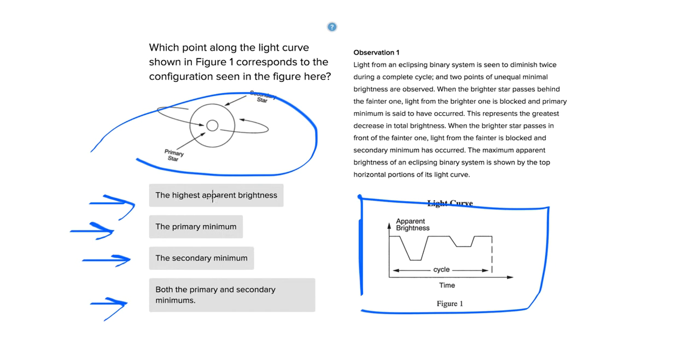We know the highest apparent brightness from this graph because of the labeling of the y-axis; it will have to be these points on the light curve right here.